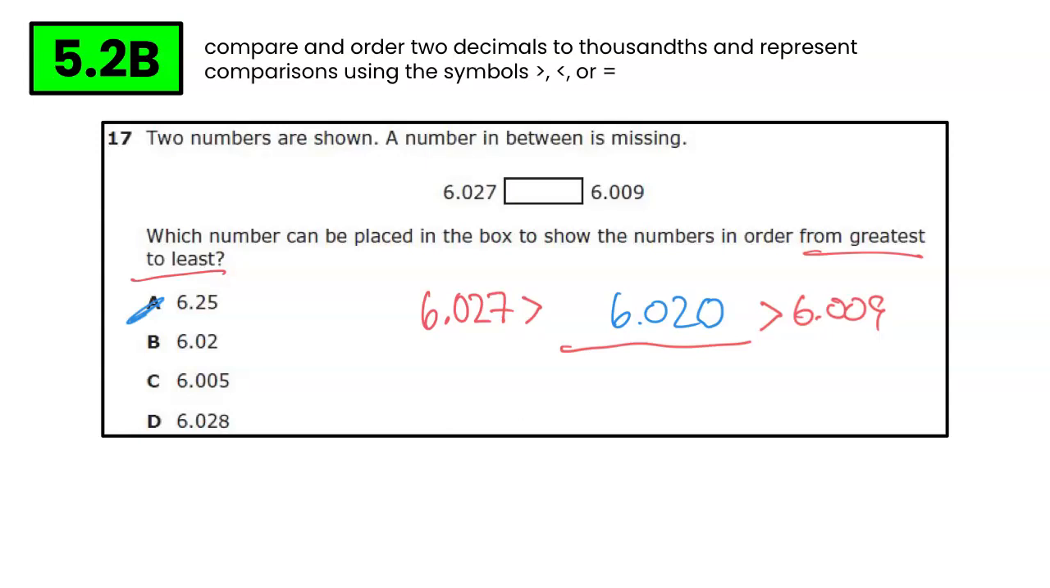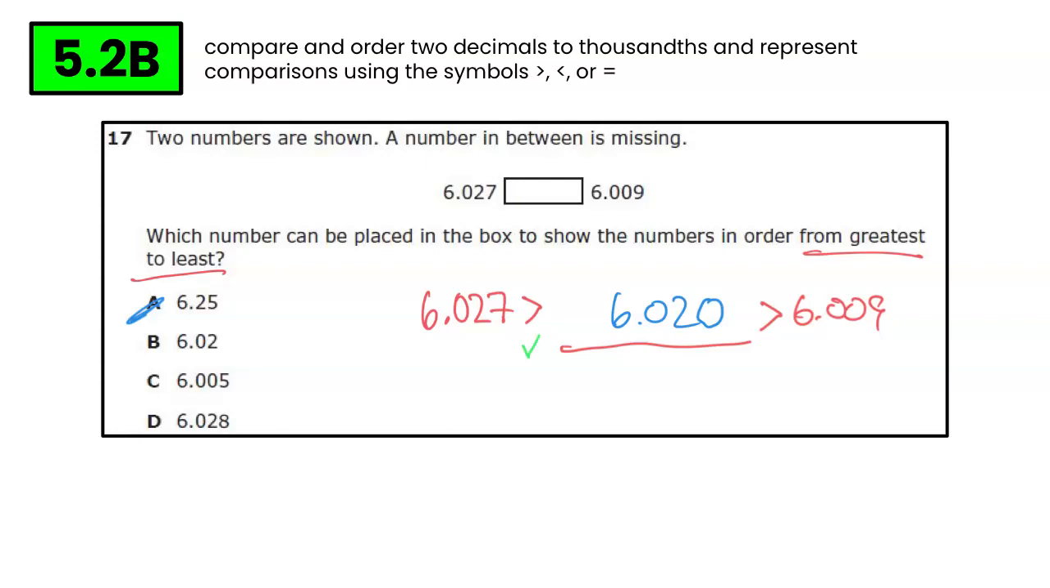If I look at the ones place, they both have a 6. If I look at the tenths place, they both have a 0. If I look at the hundredths place, they both have a 2, so far they're good. Then if I look at the thousandths place, this number has a 7, and 7 is greater than 0. So far what I notice is that this inequality sign is true. Then I go on to check the next one.